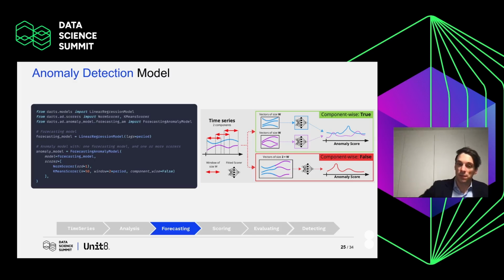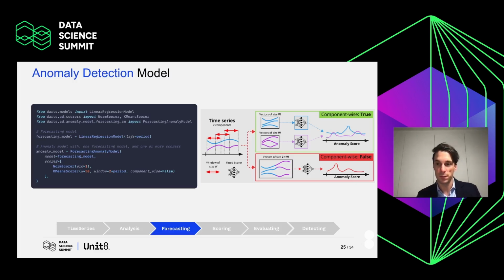As the ECG signal has two channels and both carry the same information, we can leverage that and instantiate our k-mean scorer with the parameter component-wise false. This means that instead of treating the two channels as two separate time series and assigning an anomaly score to each, we combine them by windowing the signal, taking the two time series, windowing them, and then concatenating the corresponding windows next to each other into a single vector, and applying the anomaly score on them.